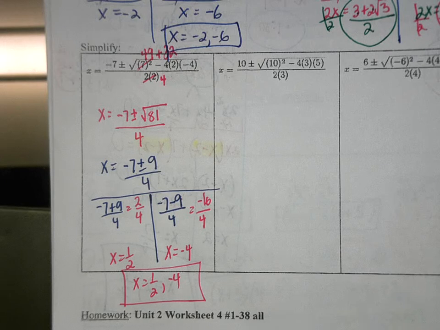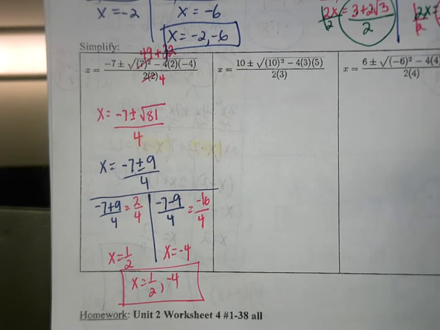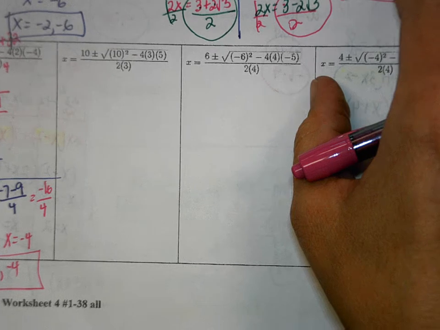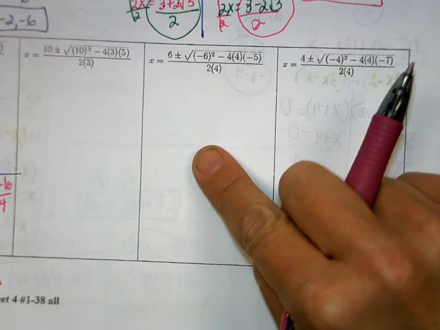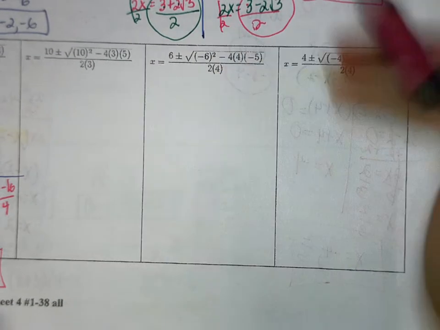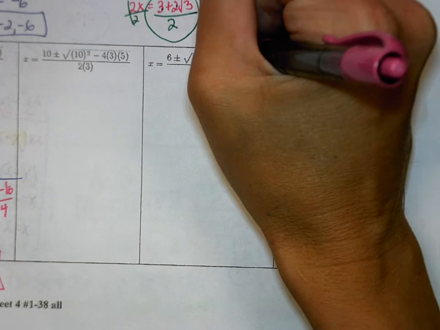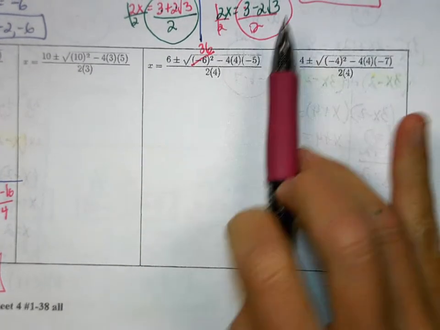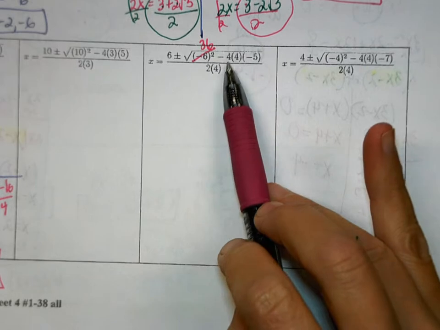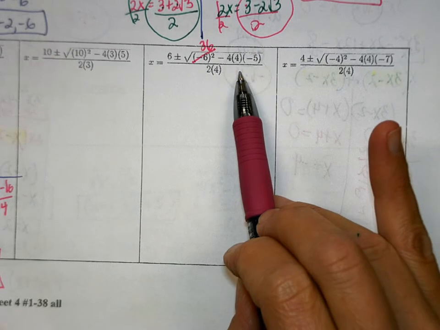All right. So we're going to do one more like this because I don't think you need a ton of practice. Maybe you do. We're going to go with this middle one. What is negative 6 squared? 36. Now, you can multiply negative 4 times 4, which is negative 16.